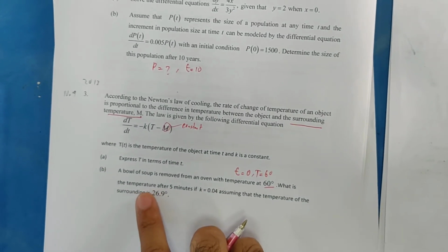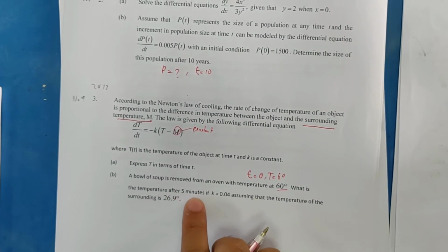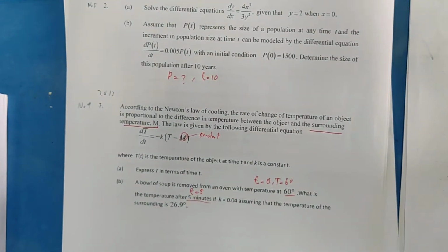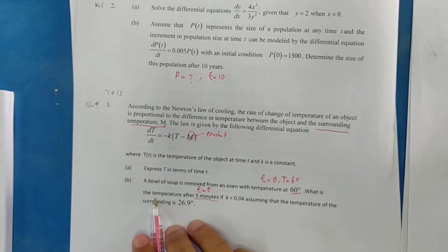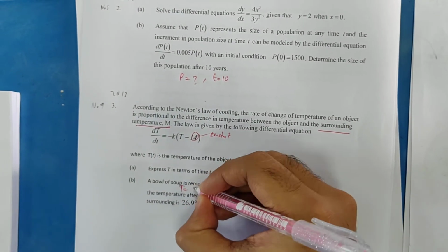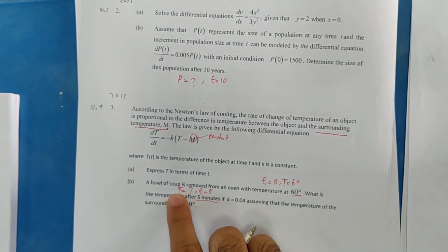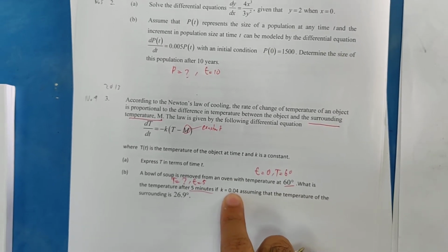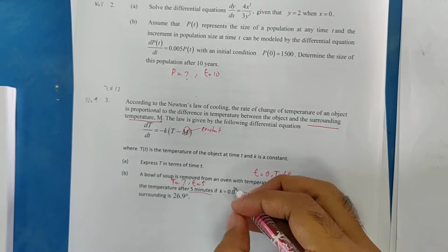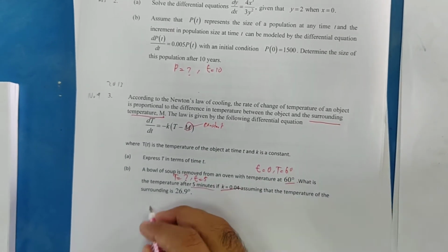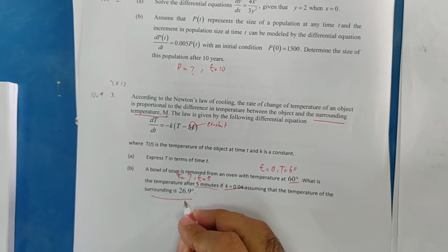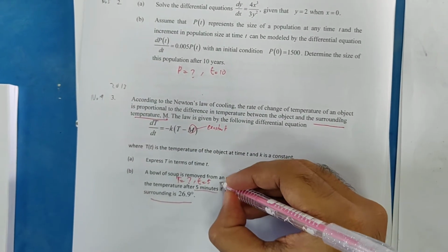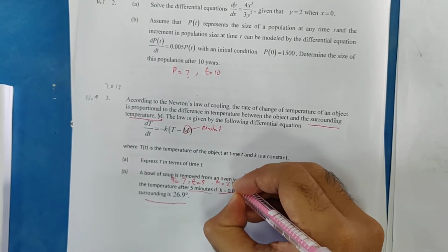If you read further, the second part: what is the temperature after 5 minutes? So small t equals 5 because it's written here after 5 minutes, and we want to find the temperature. The temperature will be the big T. This is what you're trying to find: the big T when t equals 5. If k is 0.04, they give you the value of k as 0.04. And if you read further, it says the surrounding is 26.9. What we know is that the surrounding temperature is m. So for this question, m is 26.9.